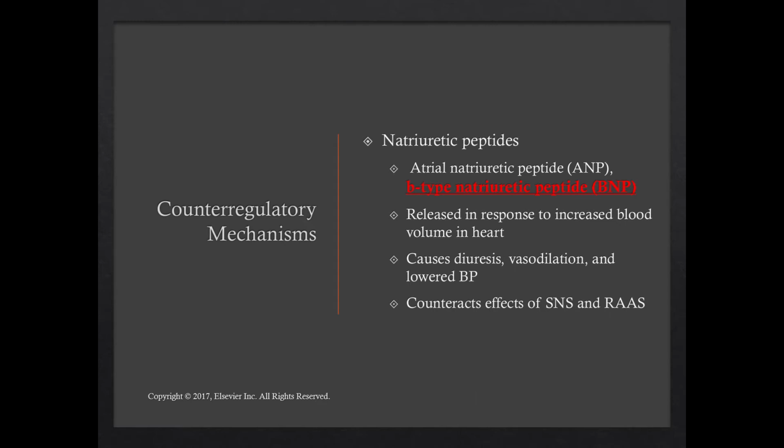Now, there is a difference between ANP and BNP. We won't go into it, but ANP is released from the atria and BNP is released from the ventricles. BNP is by far the most standard one that we're using, although ANP is slowly starting to be used. And a lot of times these things are being released in response to try to counteract the RAS and the sympathetic system kicking in, to try to deal with the fluid buildup, the vasodilation, and the blood pressure that is happening.